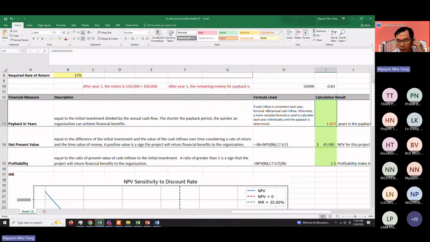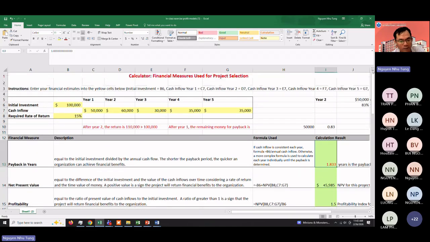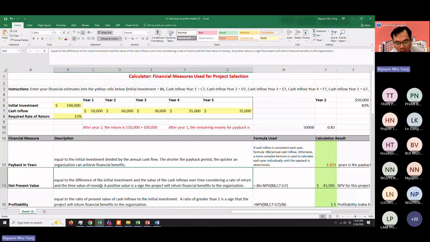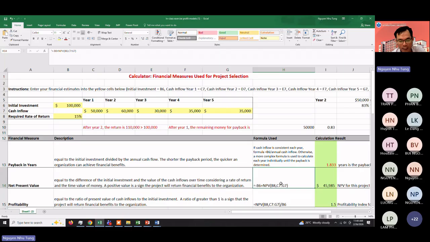Now let's move to the second financial measure. Net present value is the difference between the initial investment and the value of cash inflow over time, considering the rate of return and the time value of money. A positive value is a sign the project will return financial benefits to the organization. So we want a positive NPV, net present value. It's easy, right? We just follow the formula here in Excel.